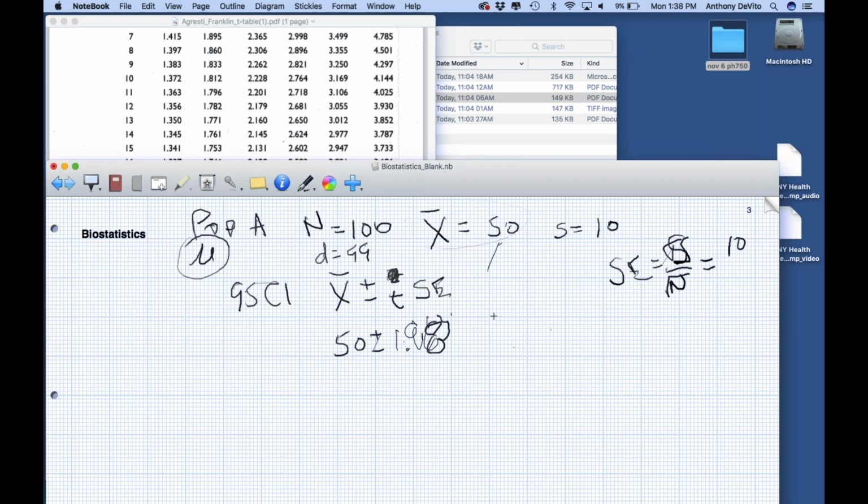So my standard error is equal to S over the square root of n, because I don't know what sigma is. That's 10 over the square root of 100, which is 10, and that's equal to 1. So it's just 1 times 1.98.